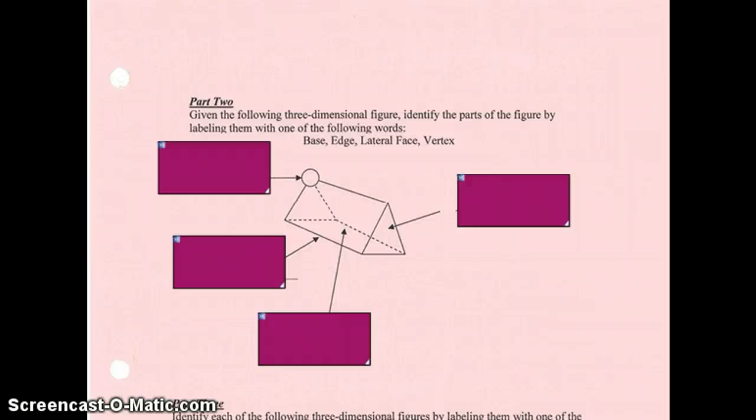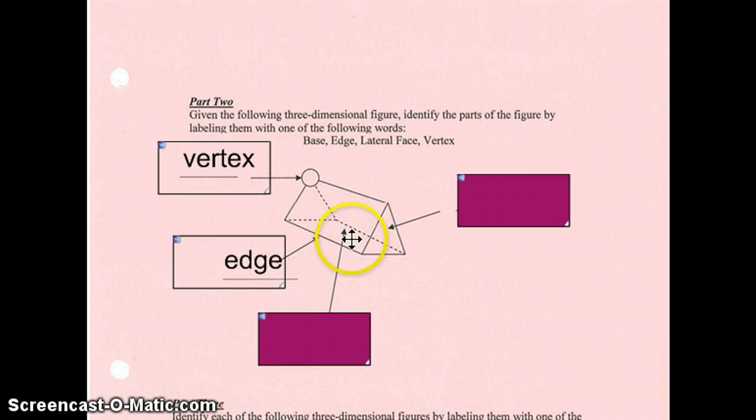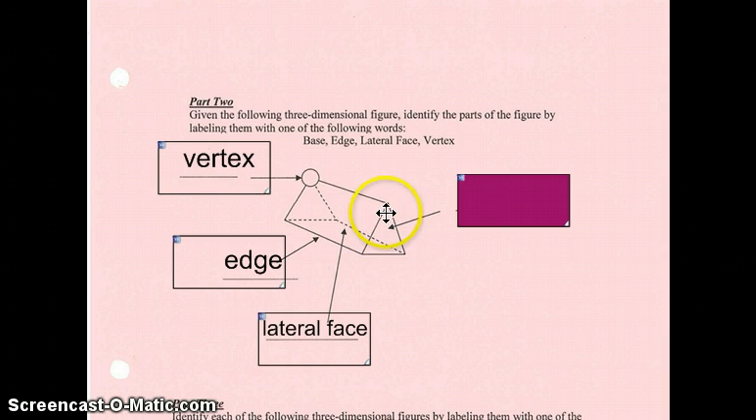Given the following three-dimensional figure, identify the parts of the figure by labeling them with one of the following words. On the corner right here, this is called a vertex. Right here on the three-dimensional figure, we have an edge. This arrow is actually pointing to this entire parallelogram or rectangle. That's a lateral face. And right here, this triangle is a base.